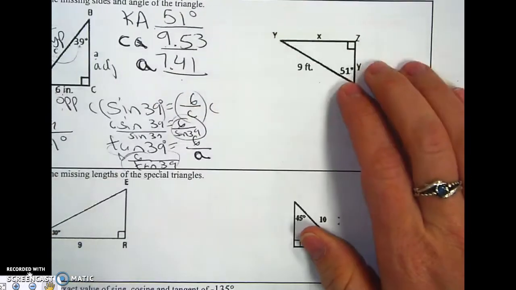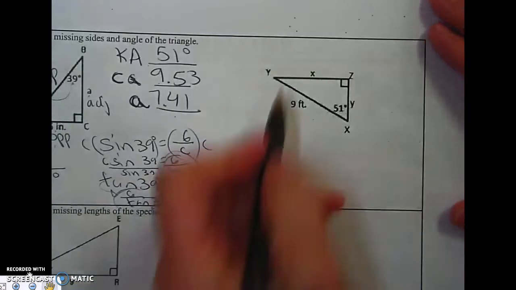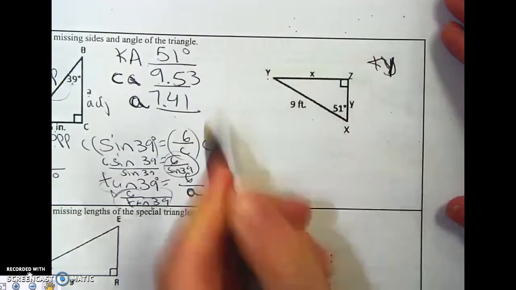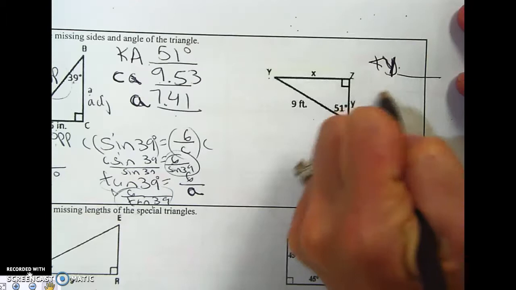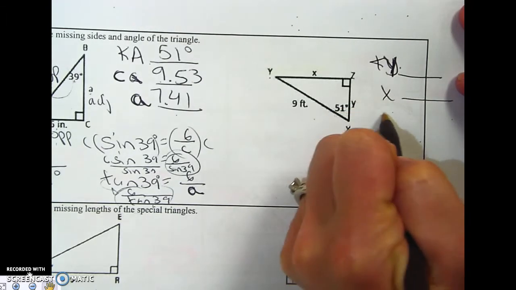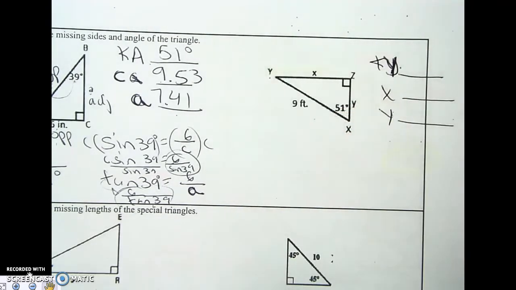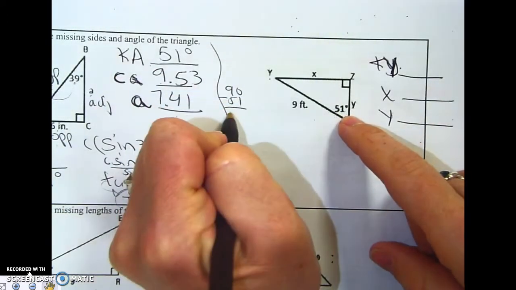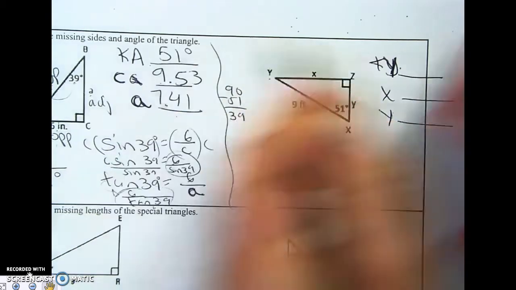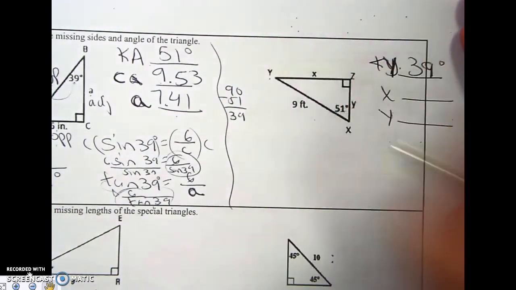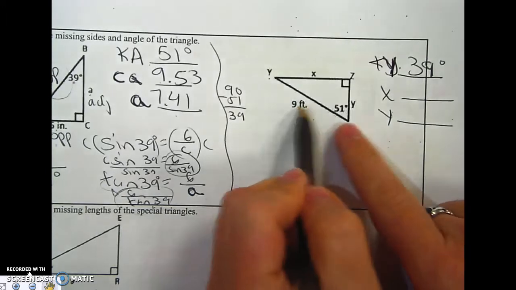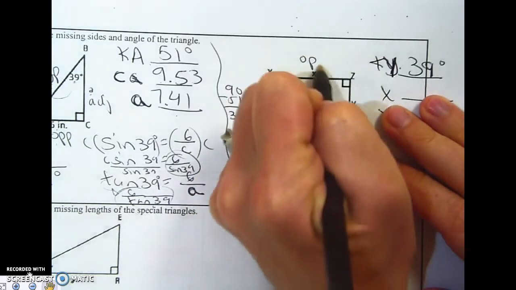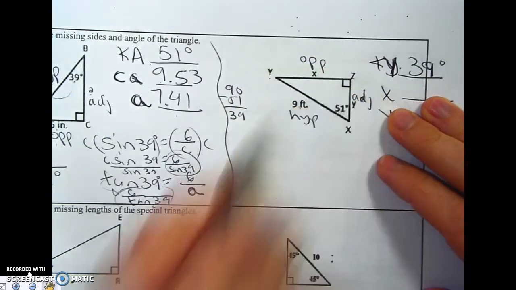This problem is the same thing as this problem, so I do the same thing. Angle Y. Remember, the capitalized are the angles, so let me make sure I capitalize that. Angle Y, side X, and side Y. I know this angle because I'm going to go 90 minus 51, which is 39 degrees. Then I'm just going to stick with what I have here. This is my hypotenuse, this is my opposite, and this is my adjacent.